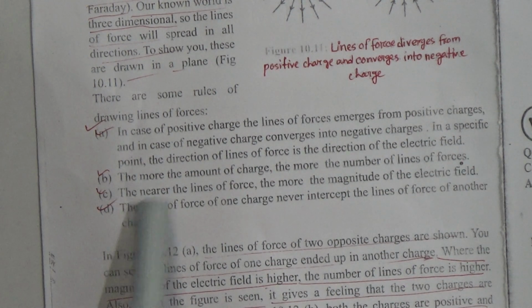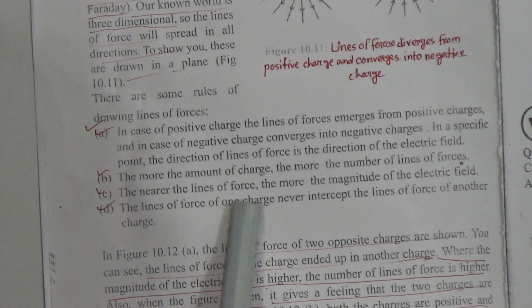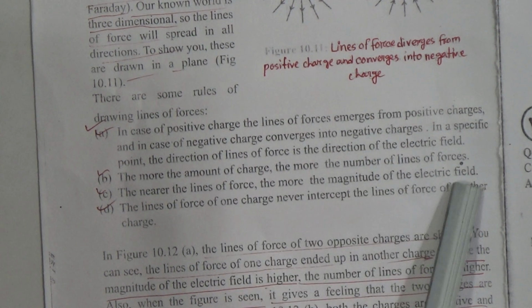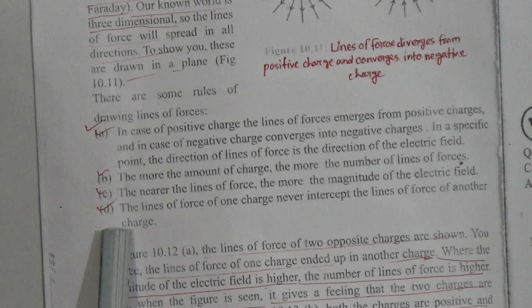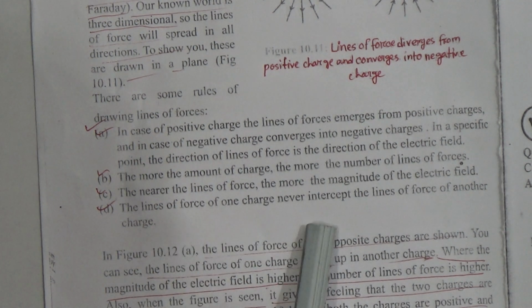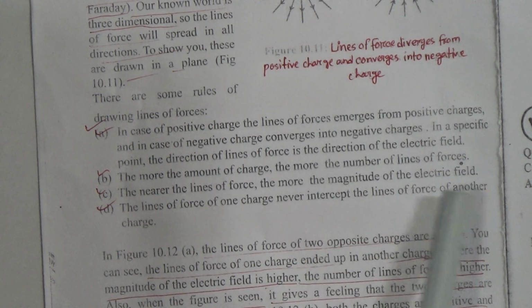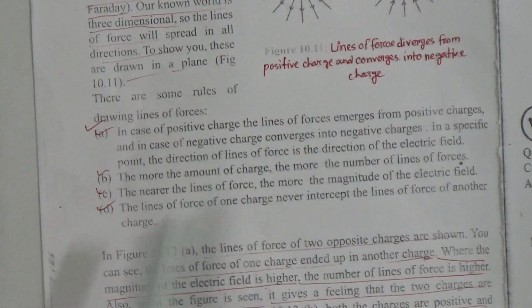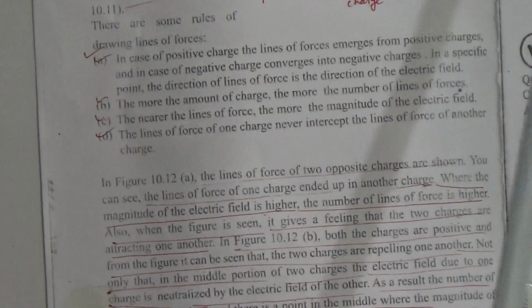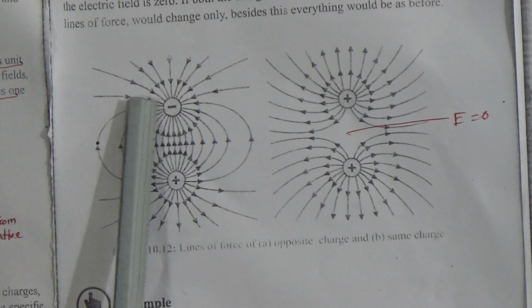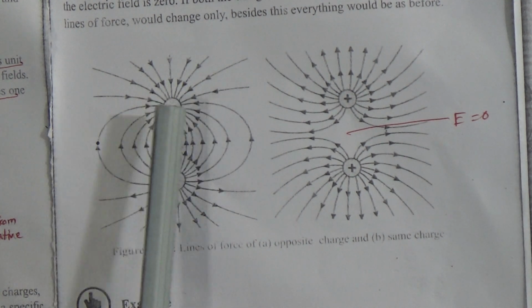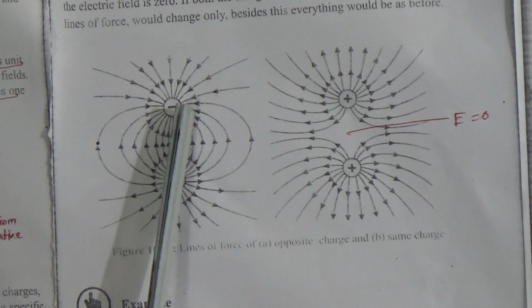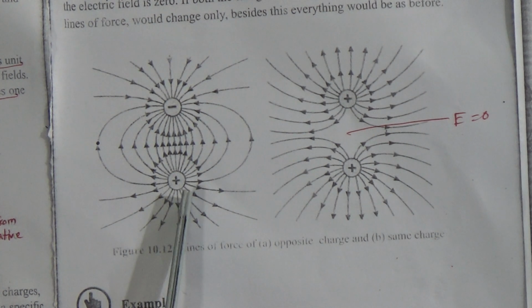Rule C: the nearer the lines of force, the greater the magnitude of the electric field. And rule D: the lines of force of one charge never intersect the lines of force of another charge. That is what we have shown in this figure. In the next figure, figure A, the lines of force of two opposite charges are shown. Here this is the negative charge, and this is the positive charge.